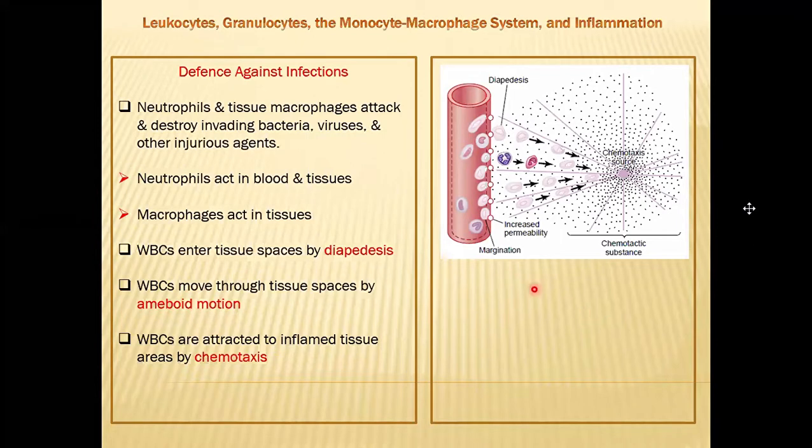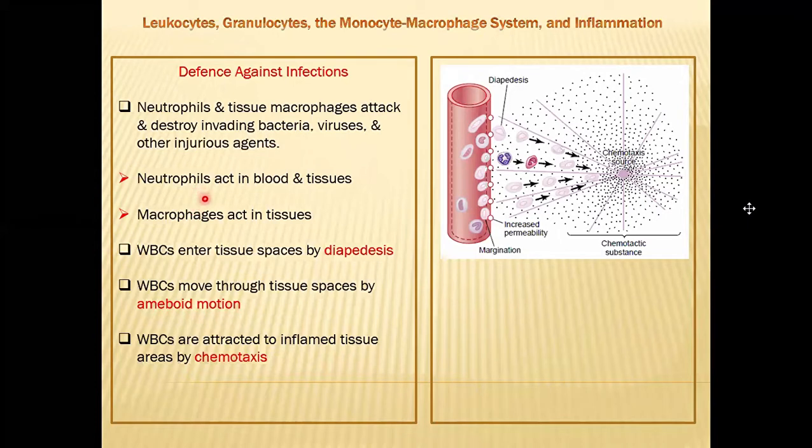So your neutrophils and your tissue macrophages, they attack and destroy invading bacteria, viruses, and other injurious agents. Neutrophils will act on the tissues and in the blood, while macrophages are only in the tissue, because in the blood, they are known as monocytes.